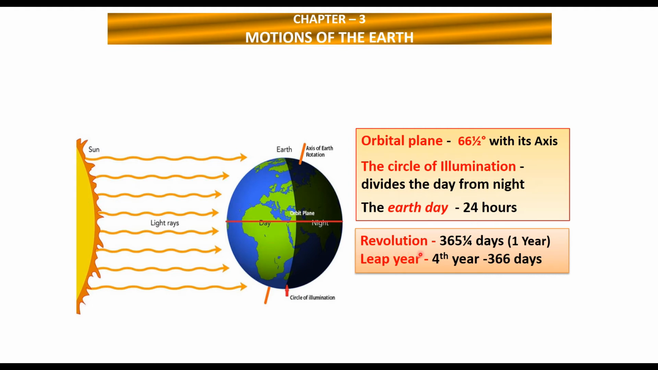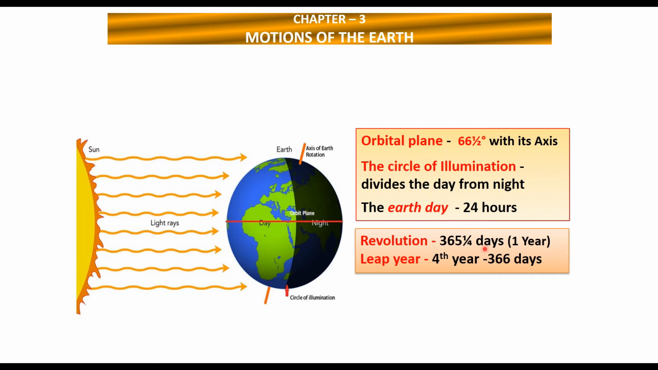The revolution or the motion around the sun takes 365 and 1/4 days or 1 year. But we just ignore that 1/4 of the day and round up and say 365 days. 1/4 of the day or the 6 hours saved every year are added to make 1 day or 24 hours over a span of 4 years.